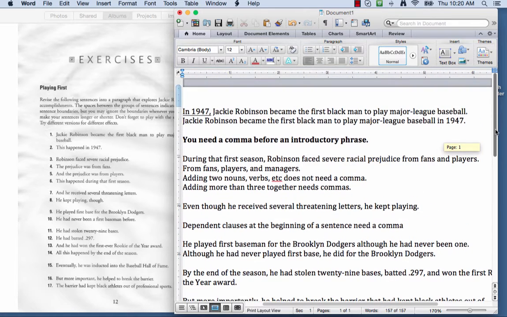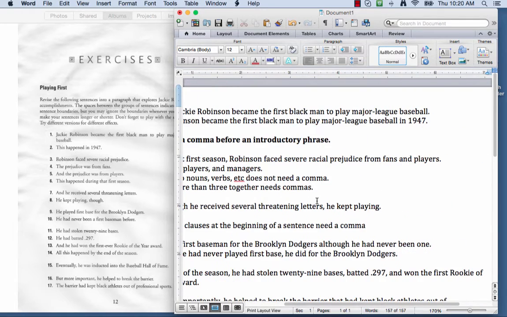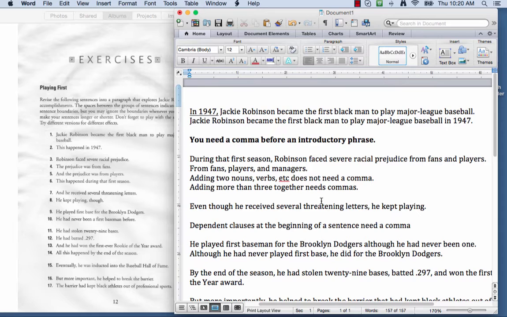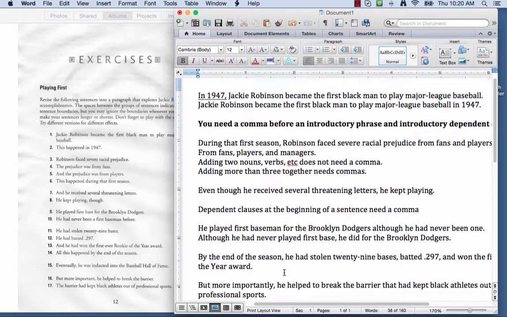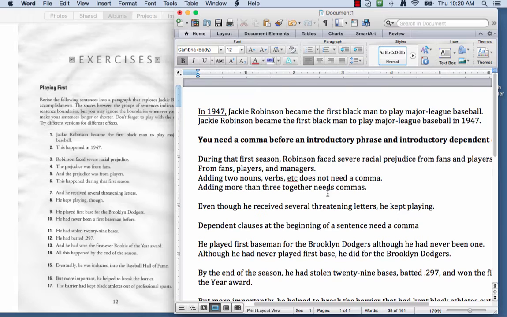But right now, what I took you through was how to add things together without creating run-on sentences, and two important comma rules. You need a comma before an introductory phrase, and introductory dependent clauses. You don't want to put a period if you have that. You're going to have a problem. And if you add things together, add nouns, verbs, whatever, you don't need a comma. If it's two, more than two needs a comma.